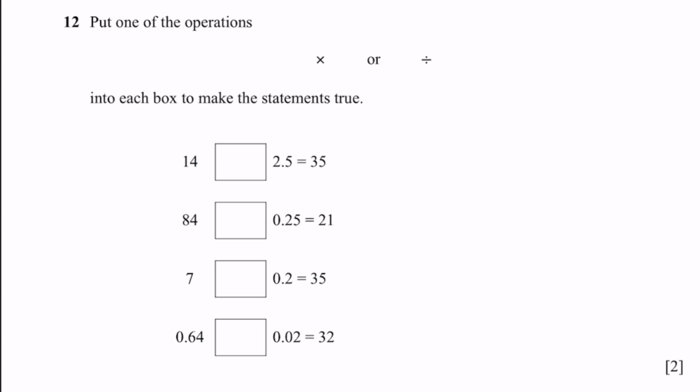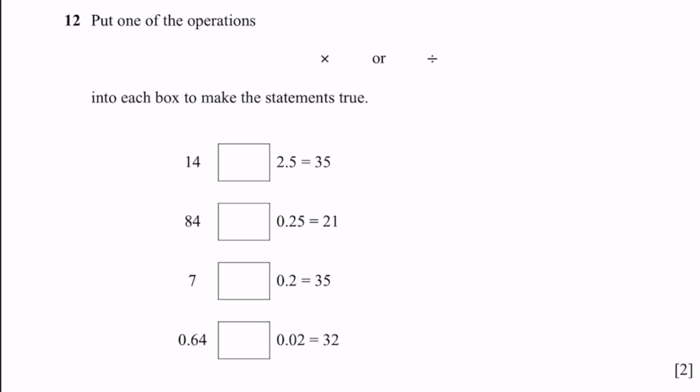Question 12. Put one of the operations, multiply or divide by, into each box to make the statements true. First one, 14 _ 2.5 is equal to 35. We can see the answer is 35. We are multiplying 14 by a whole number 2, and then we multiply by decimal 0.5. If we do this and add it together, it becomes 35. Therefore, the answer is multiplication.